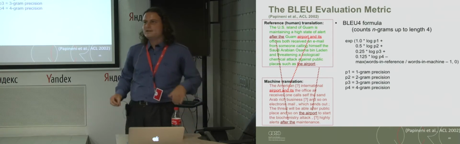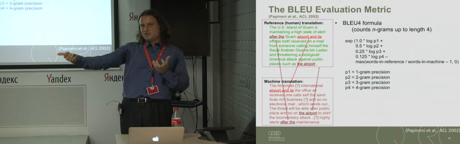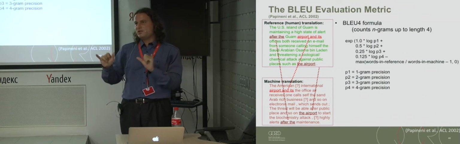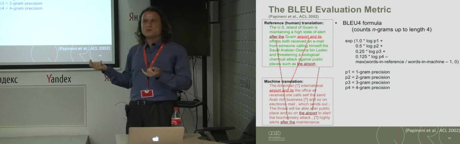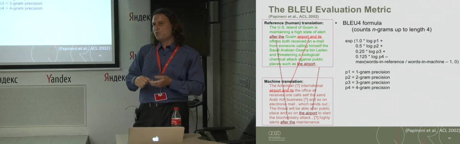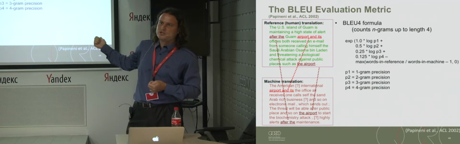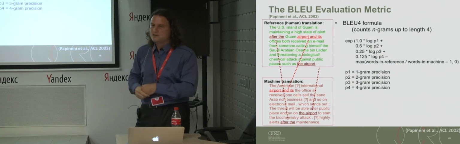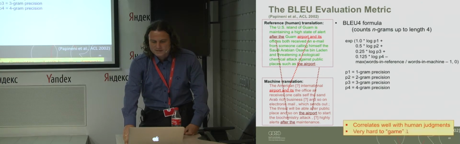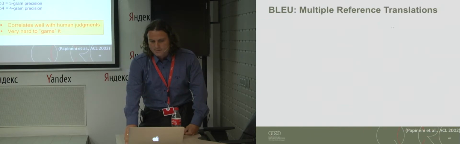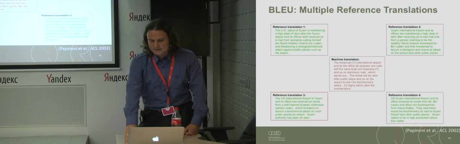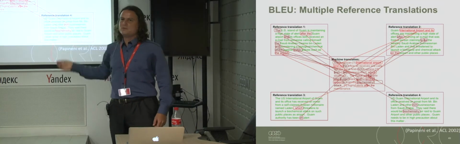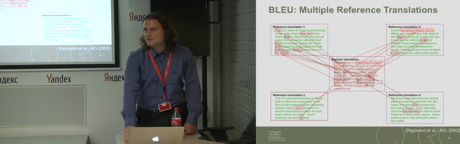So what people do instead is they look at human translations of a sentence, and they try to measure the similarity between the computer translation and the human translation. This similarity is based on word overlaps or sequences of two words, three words, four words. This is BLEU, one of the most popular measures, established in 2002 and still the de facto standard, even though this is an active field of research. It's very hard to game and correlates very well with human judgments. And of course, one human translation might not be enough. So typically we evaluate with respect to multiple translations, like 3 or 4 or sometimes 16 and so on.